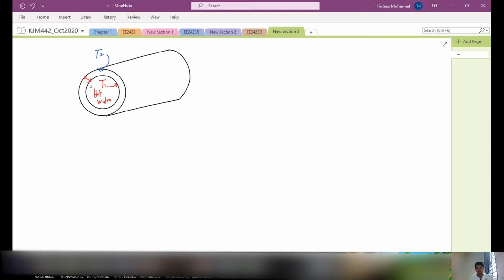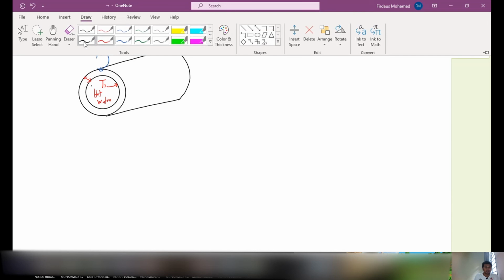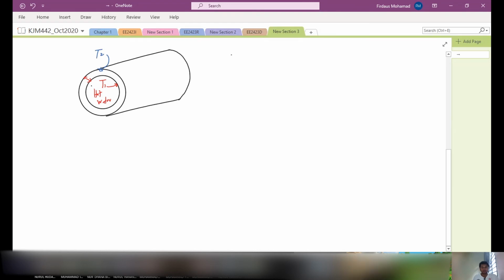Now it can also be done based on thermal analysis or thermal circuit, like the one dimensional plane wall. So now we want to calculate based on the thermal circuit. Let's say hot water is flowing through this pipe, flowing inside the pipe, and what kind of heat transfer will be transferred through this pipe, convection or conduction? Conduction will be transferred through this solid pipe.